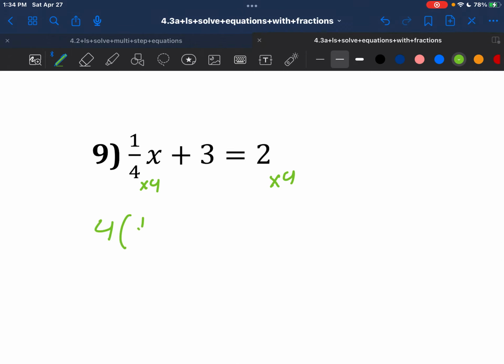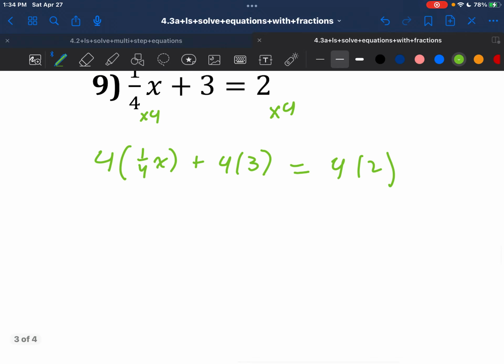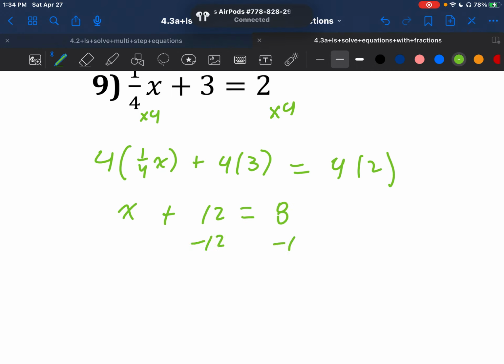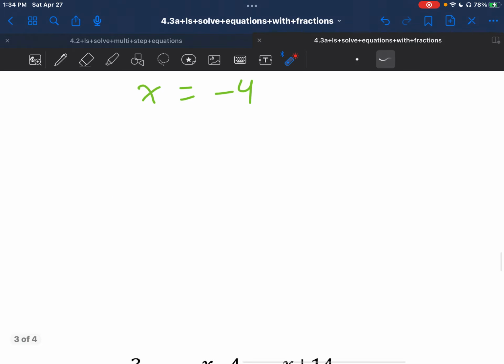So it's going to go 4 times 1 over 4x, plus 4 times 3, equals 4 times 2, to keep some consistency. So 4 times 1 over 4x is going to be x, just 1x, plus 12 equals 8. We can minus 12, x equals negative 4. Pretty cool. Okay, so that's just when you have this connected.